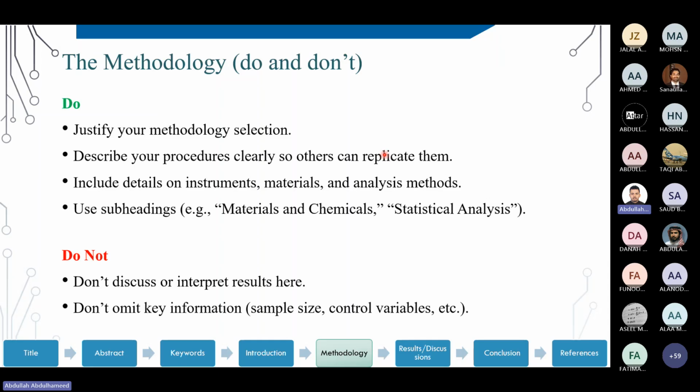Now we are into the do and do not. In methodology, first, justify your methodology selection. So what are the things that you should do? When you write your methodology, the first thing that you should do is justify. What do I mean by justify? Okay, I will explain to you.